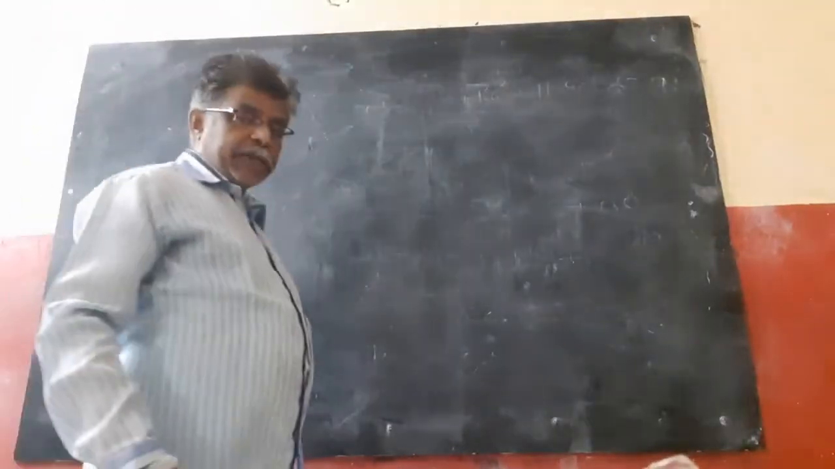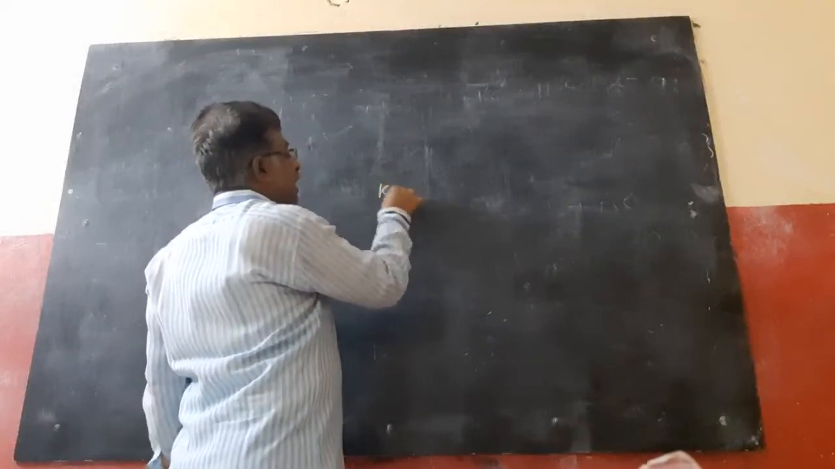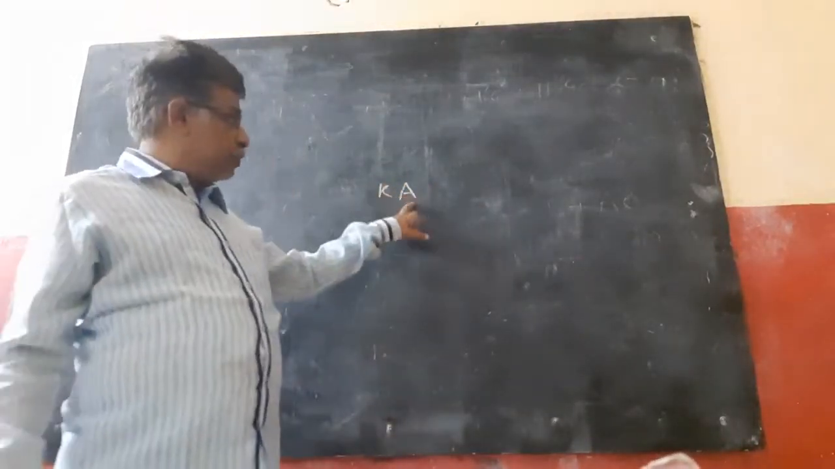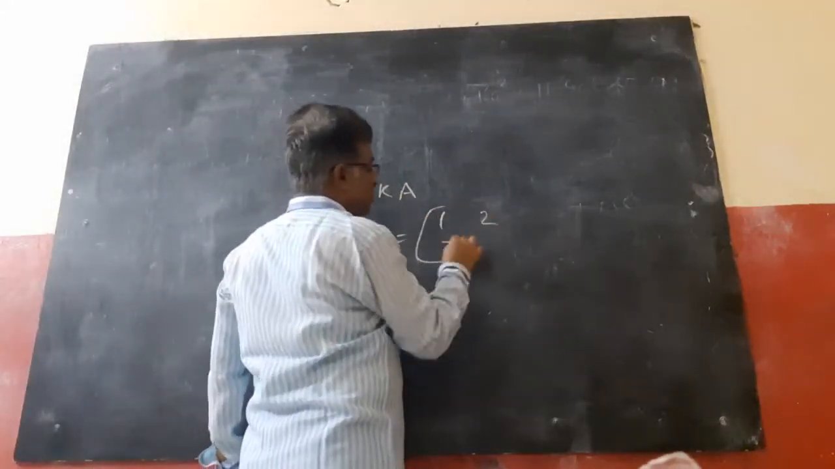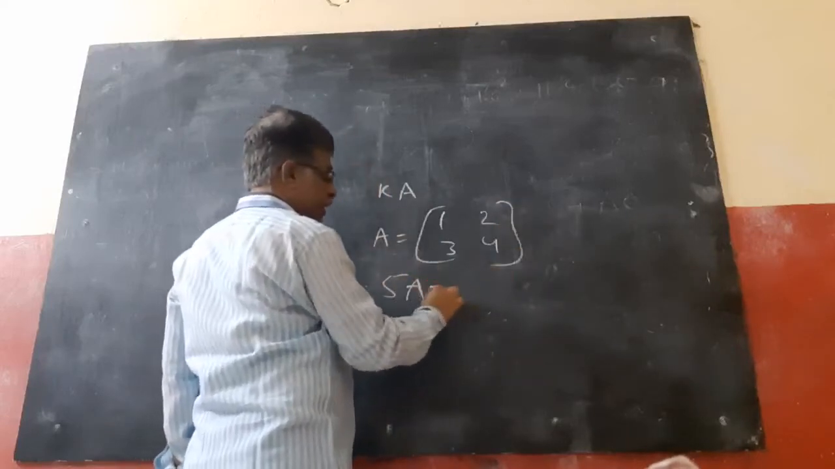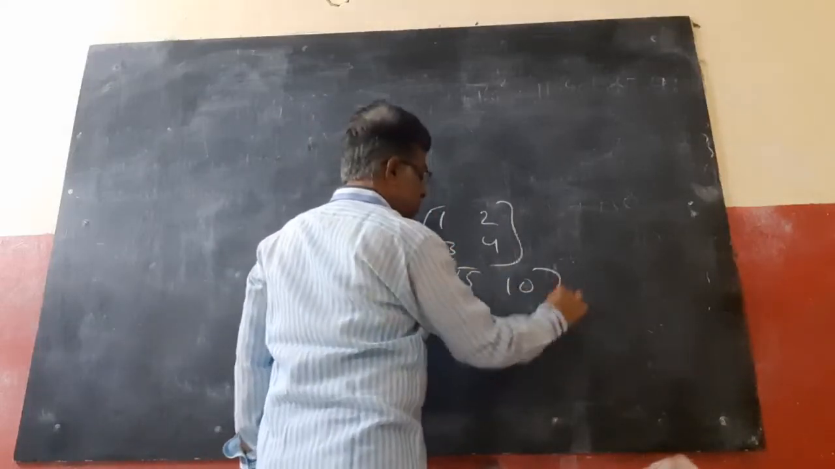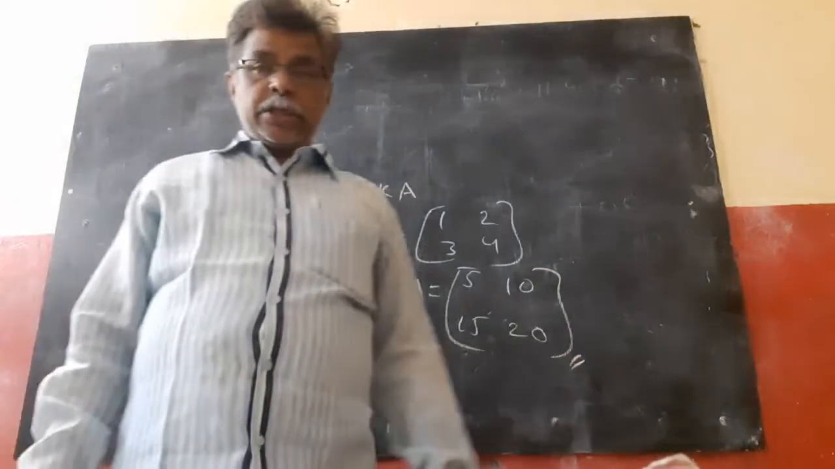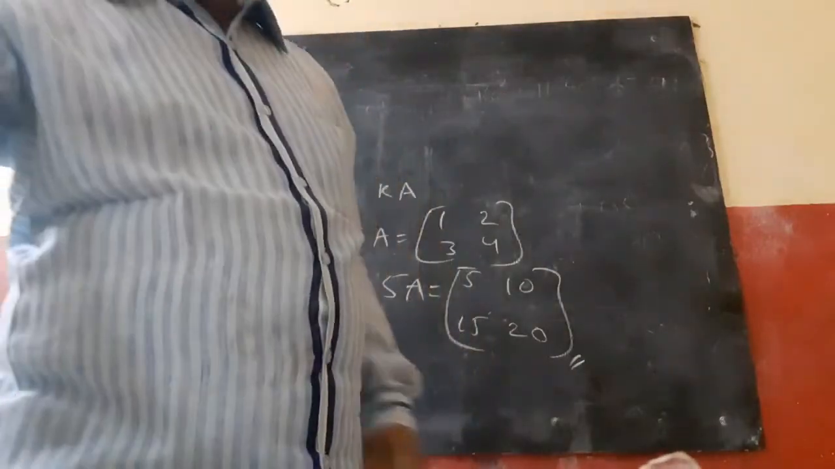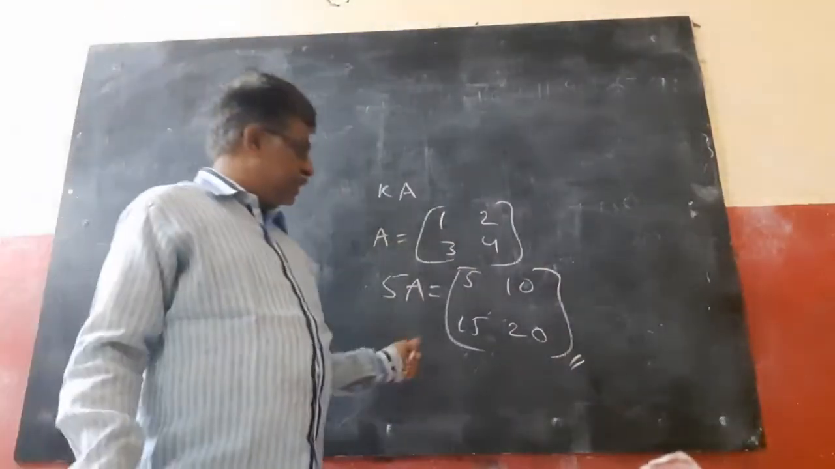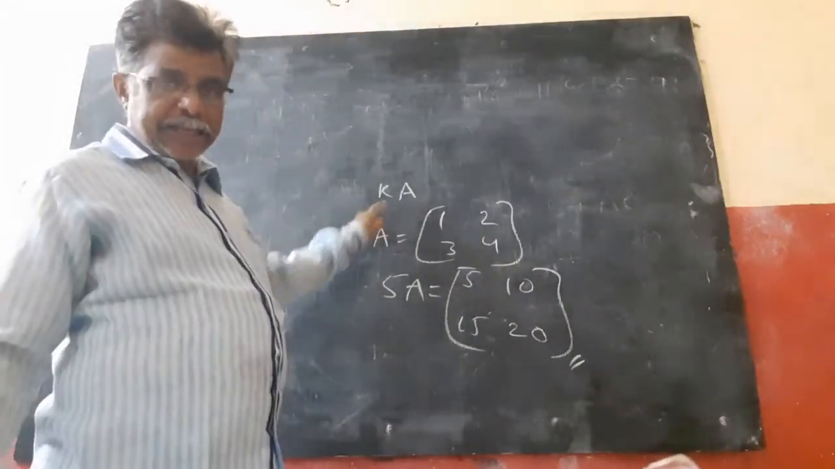Next, scalar multiplication. Scalar multiplication means if you want to do kA, then every element of A should be multiplied by the scalar k. Like A is equal to 1, 2, 3, 4. I want 5A. Then each element will be multiplied by 5: 5, 10, 15, 20. This is called scalar multiplication. Matrix multiplication is possible only if the number of columns in the first matrix equals the number of rows in the second matrix. Scalar multiplication is each element multiplied by the scalar constant k.